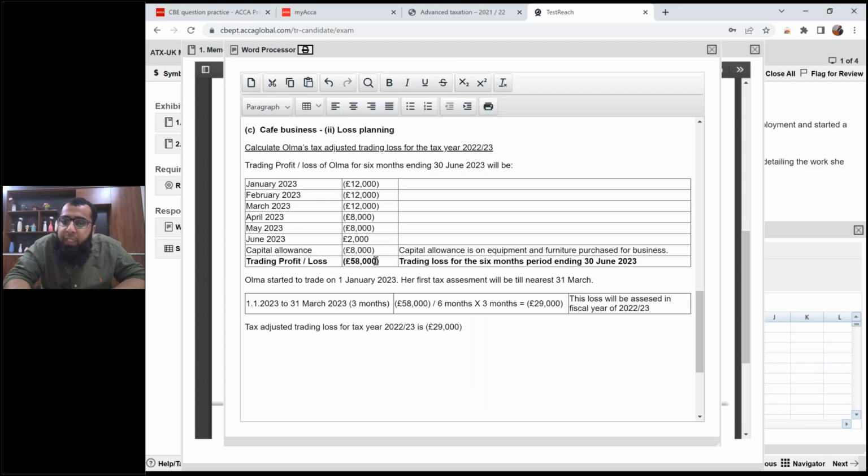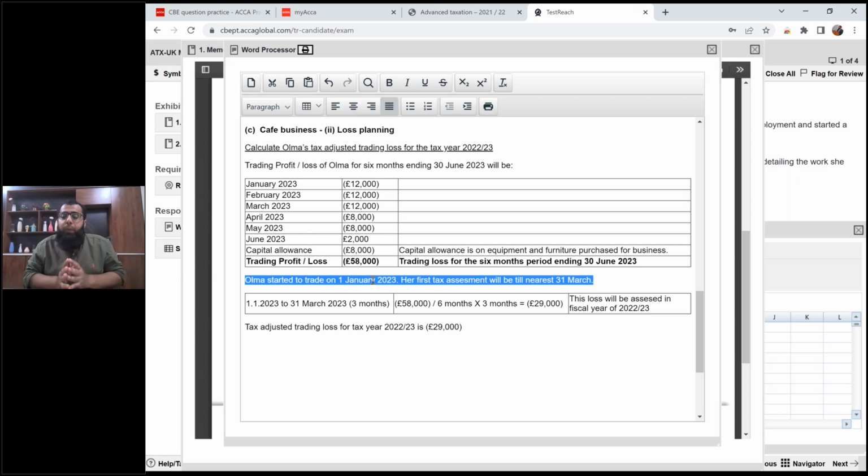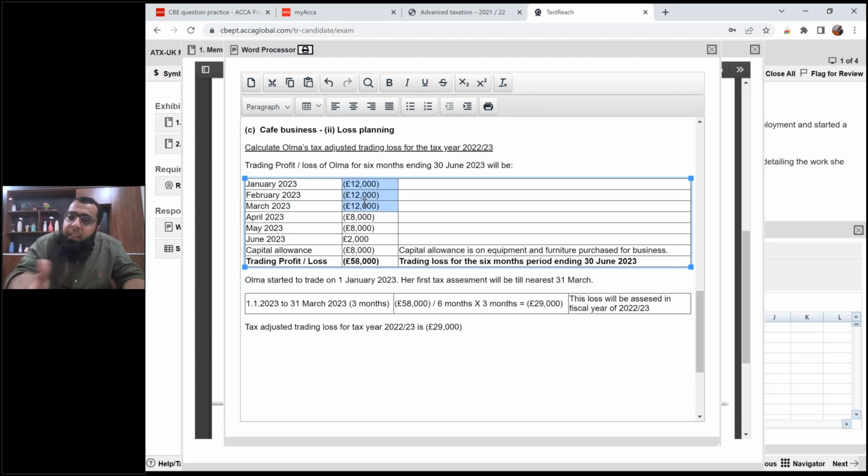The trading profit and loss is 58,000 pounds. Alma started to trade on 1st January 23. Her first tax assessment will be till nearest 31st March. Now, one of the major errors which the students make, listen to me carefully, the major error. What the students do is that they will directly pick these 3 months and they will say that this is the loss of first 3 months. See, this is not allowed.